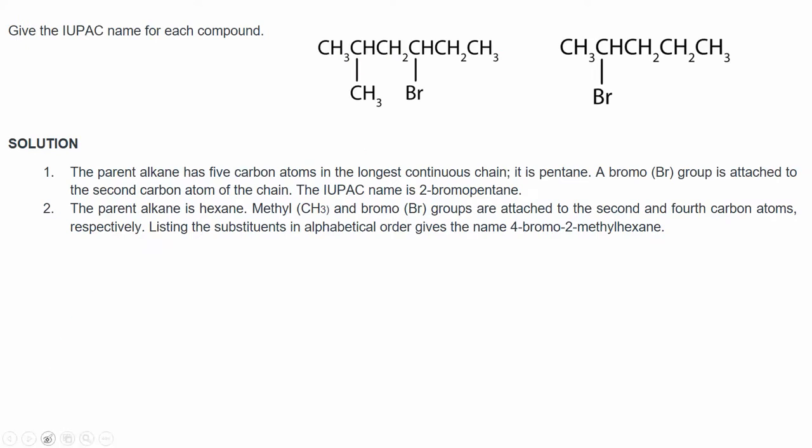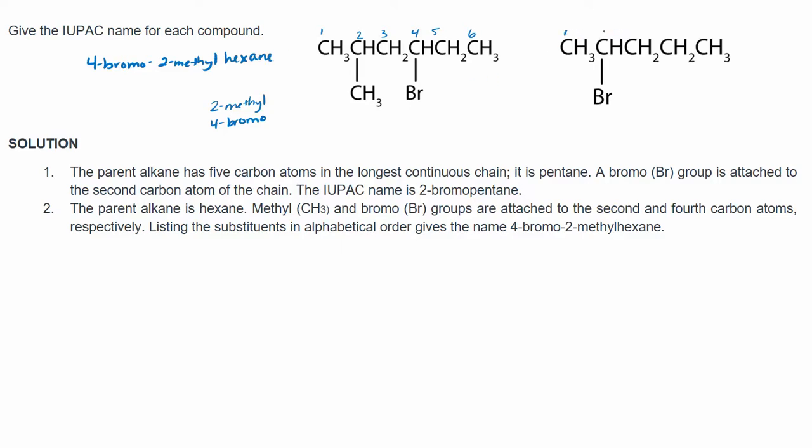So let's try these. Now we're just doing IUPAC. I'll do IUPAC in blue. I need to find the longest carbon chain. So for this first one, I have 6 carbons. So that means it's hexane. And I have a methyl group on carbon 2, so 2-methyl. But I have a bromo group on carbon 4, so 4-bromo. I have to put this in alphabetical order. So it would be 4-bromo-2-methylhexane.